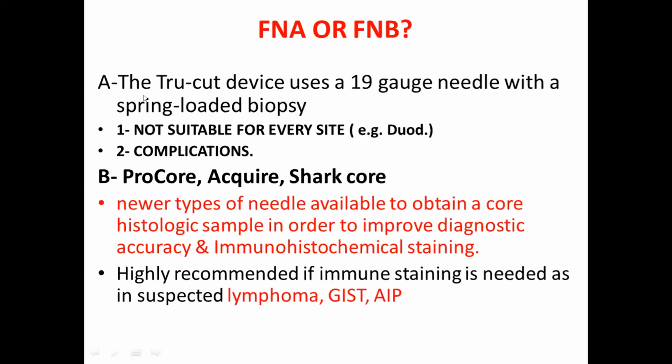Many years ago, there was a needle called the true cut needle. It is a 19 gauge needle with a spring-loaded biopsy. But it is not suitable for every site, especially the duodenum, because it is a 19G needle. In the duodenum, the position of the echo endoscope is a long position, and the distal segment of the echo endoscope is usually bent, so it is difficult to manipulate a thick 19G needle with a bent external segment of the echo endoscope in the duodenum. And there are some complications, a little more incidence of bleeding.